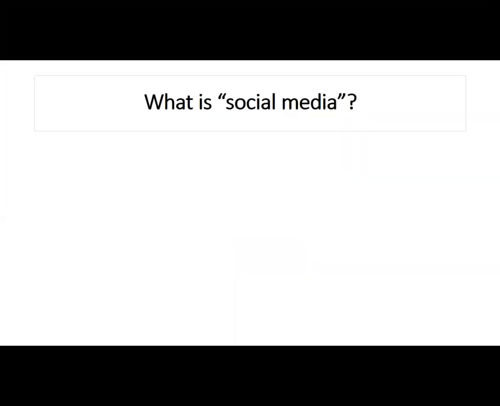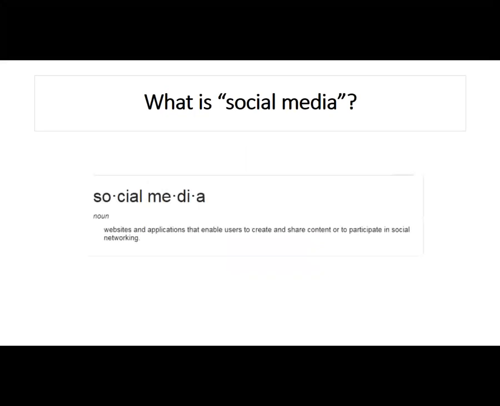Well, first of all, what is social media? That's one of those terms we throw around a lot and we assume everybody knows what it means. So I took the time to look it up. Social media is basically websites and applications that enable users to create and share content or to participate in social networking. So it allows us to share content like information, but it also allows us to socialize, to develop a network, like a chain of people.